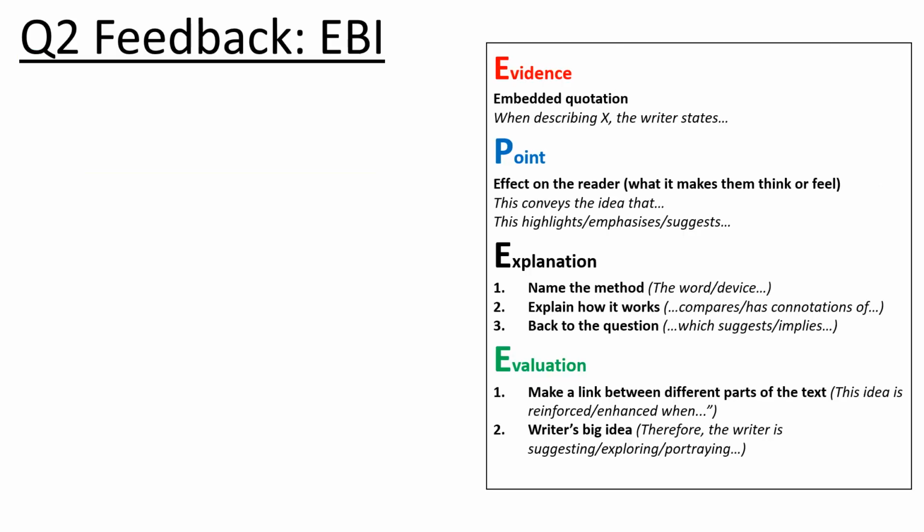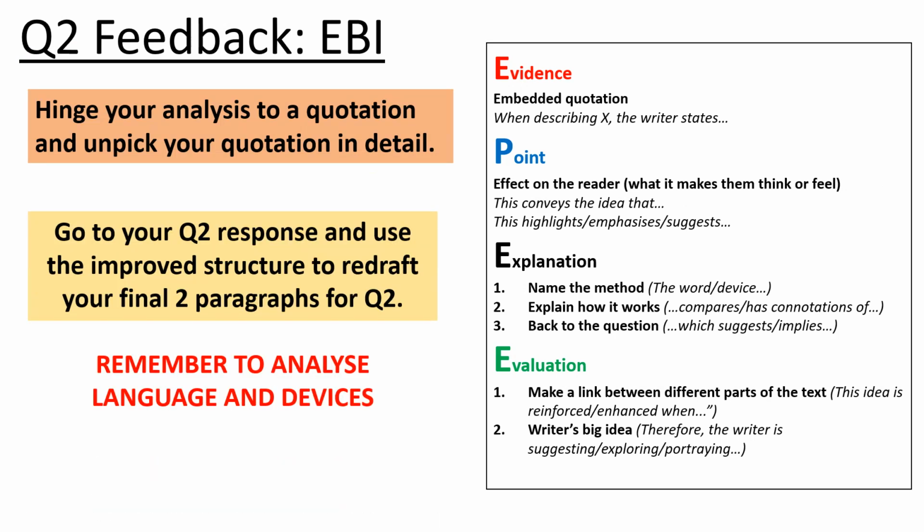So, as you can probably guess, what I would like you to do now is go to your question 2 response and use the improved structure on screen on the right hand side here to redraft your final 2 paragraphs for question 2. So the paragraph that we have just written together is our first paragraph, and now you need to use some other quotations from the extract to write your final 2 paragraphs using this new structure. Remember to focus on analysing language, verbs and adjectives, and devices, metaphors, personification, similes, alliteration, all of those things.